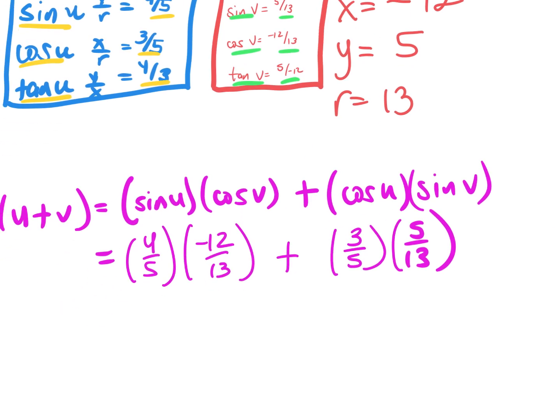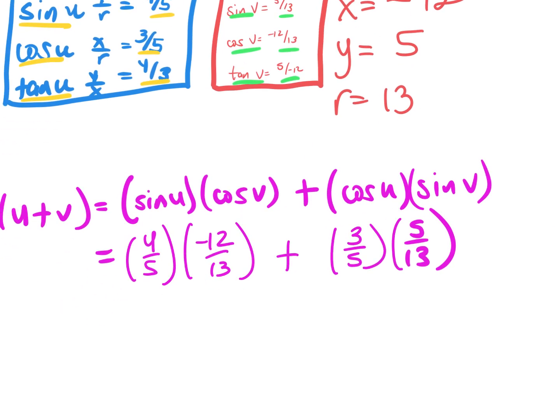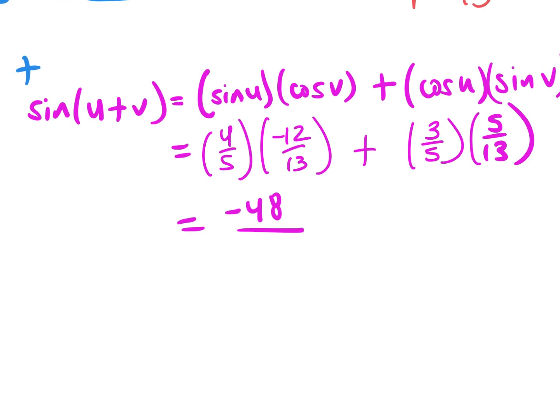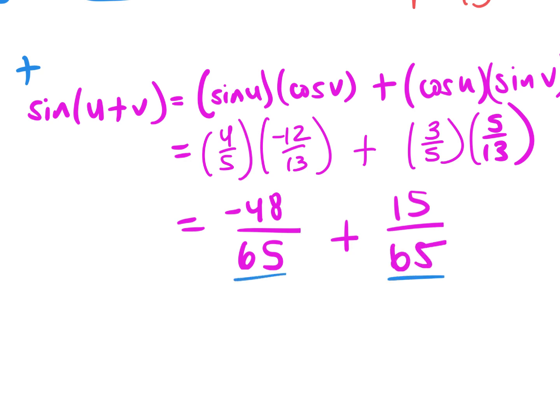Now, at this point, this is a good place that you can stop and check. What do you notice about the denominators of both of these? 5 and 13 on the left-hand side, and then what? 5 and 13 on the right. You're always going to end up with a common denominator. If you don't, then you messed up a ratio. But if you multiply numerators, what's 4 and negative 12? Negative 48. Multiply denominators. 13 times 5 is 65. Good. Plus, multiply numerators. 15 over what? 65.